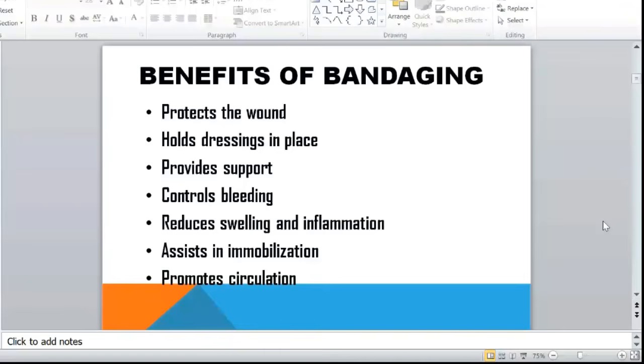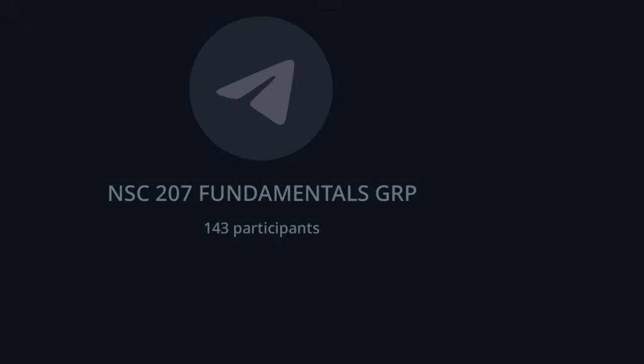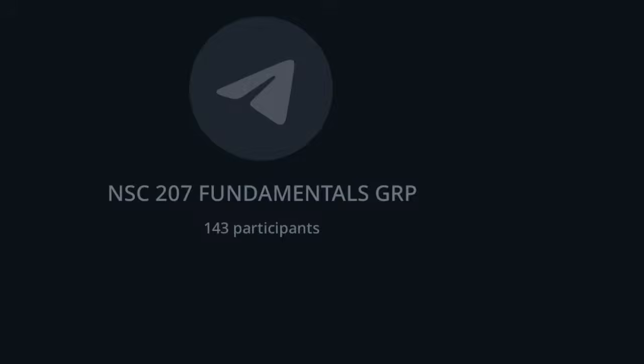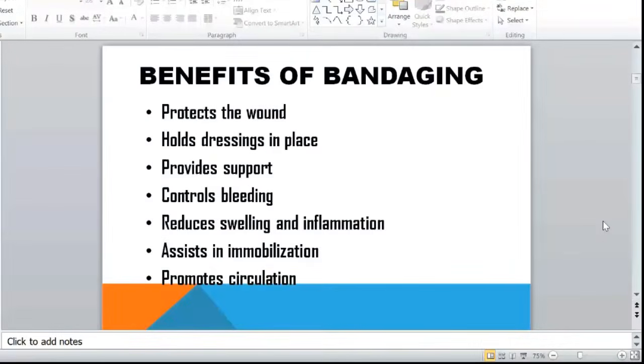We can use it to reduce swelling and inflammation. When we apply a bandage correctly, maybe an elastic or compression bandage, it can help to relieve any form of edema in conditions like venous insufficiency, maybe after surgery or a sprain. I hope you are following me. Then we can also use it to assist in immobilization.